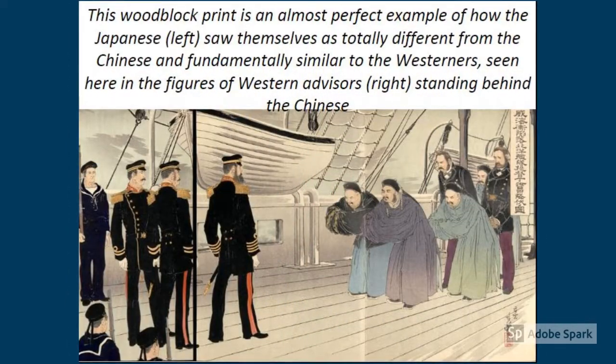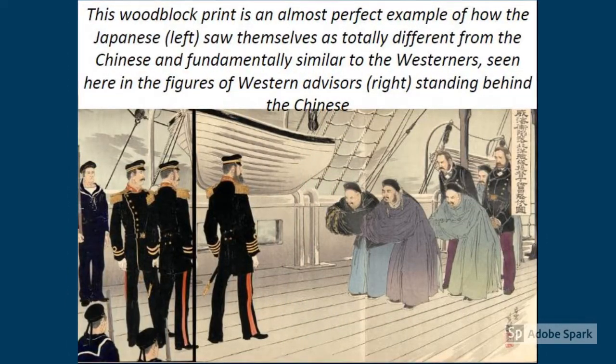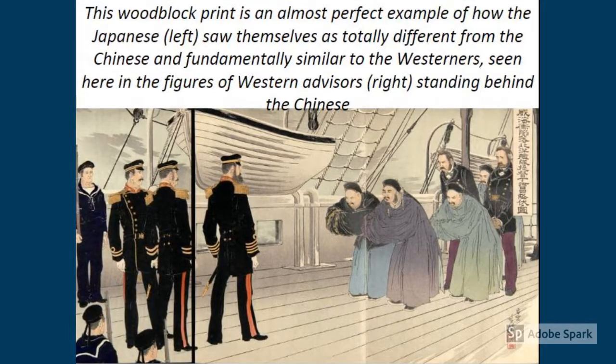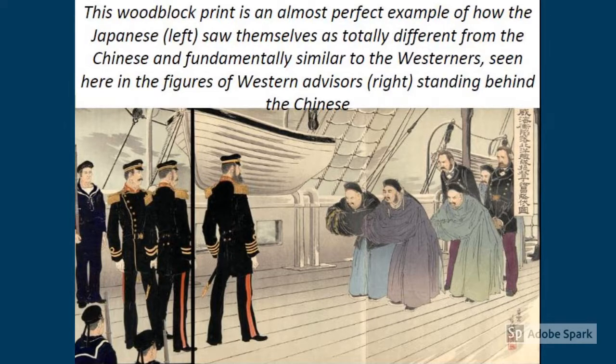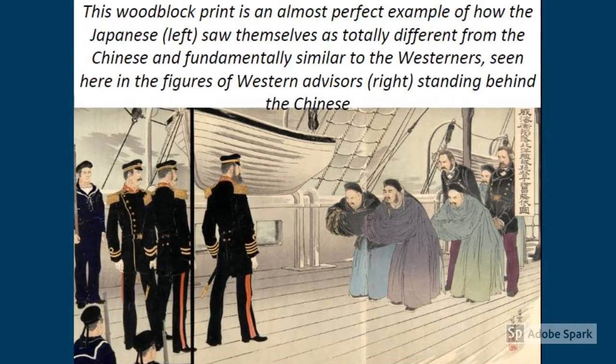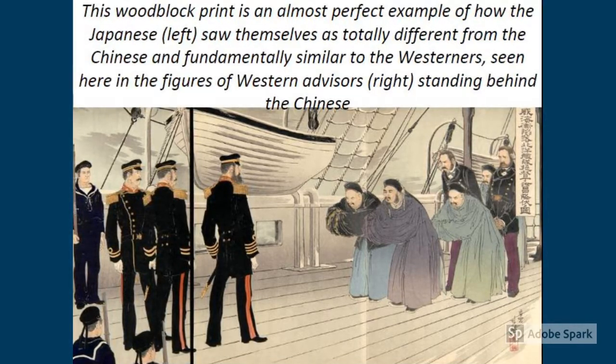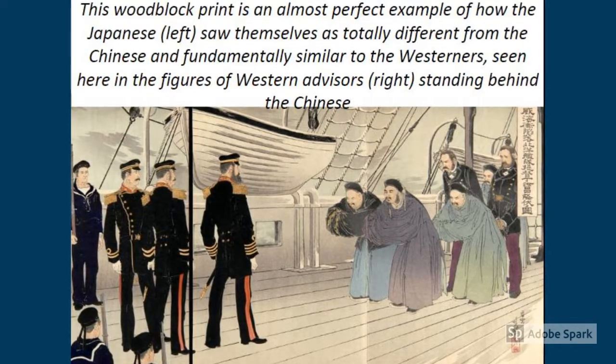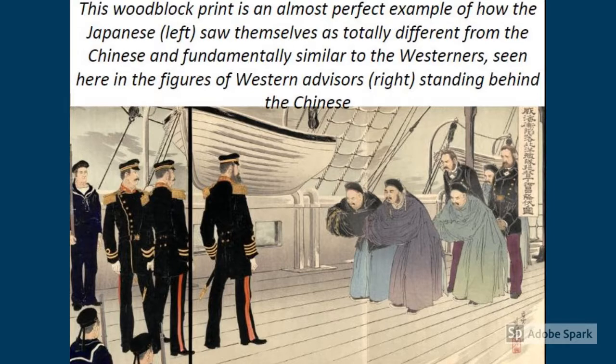I love this Japanese woodblock print. I think it does a fantastic job of explaining how the Japanese saw themselves as being totally different from the rest of Asia. On the left, you see the modernized Japanese dressed in very Western attire, and on the right, you see the conquered Chinese bowing to them in traditional garb.